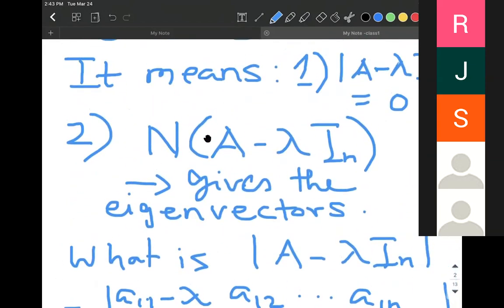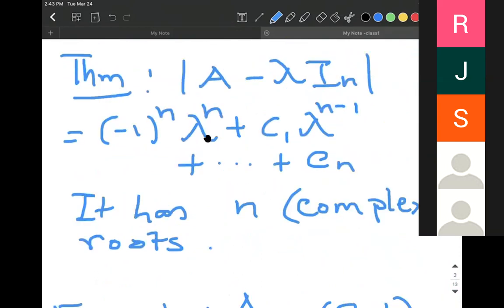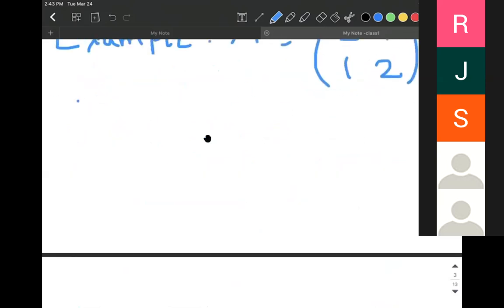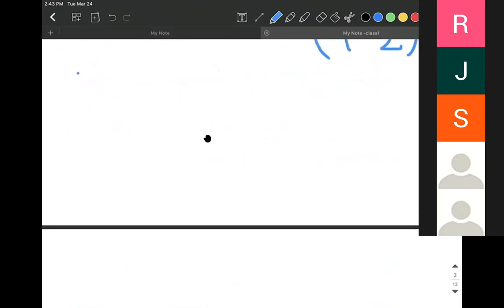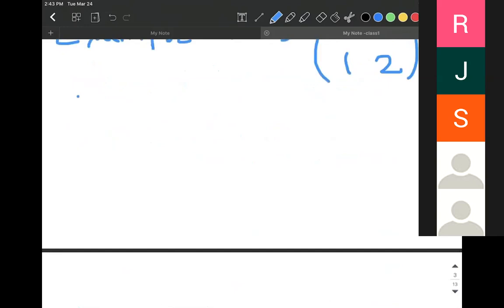This null space of A minus lambda I, we call it the eigenspace of the eigenvalue lambda. Okay, let's see. So far, so good. No questions so far? Everybody can hear me? Okay, good.